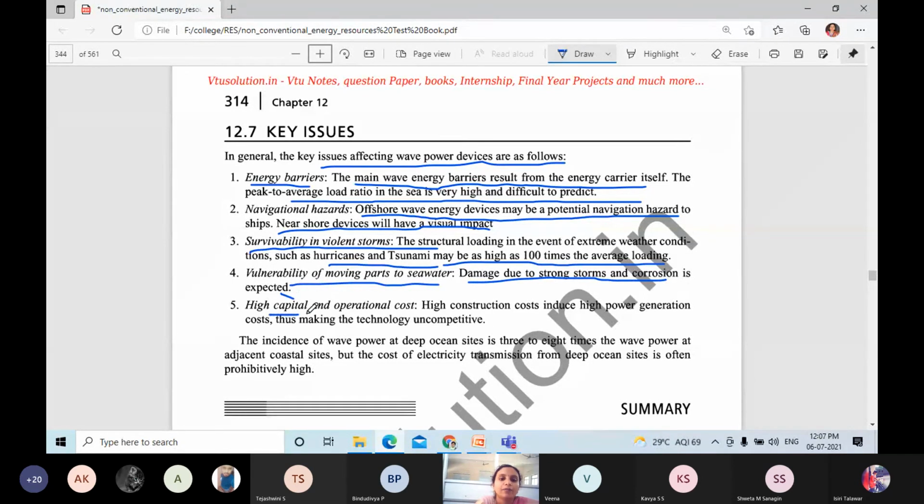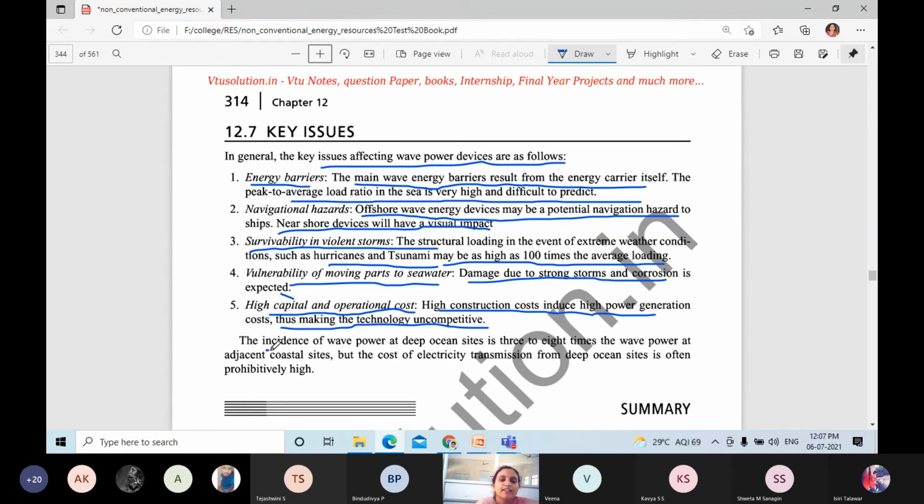High capital and operational cost. High construction cost induces a high power generation cost, thus making the technology uncompetitive. Due to the high construction cost and production cost, it is not so competitive, so many plants are not installed.